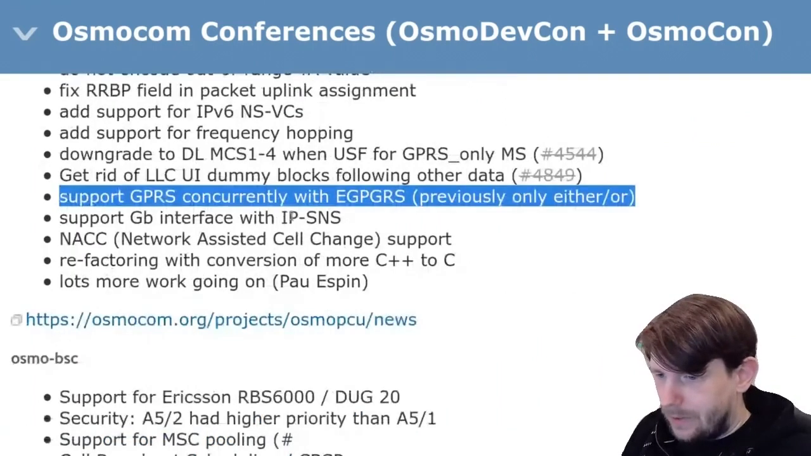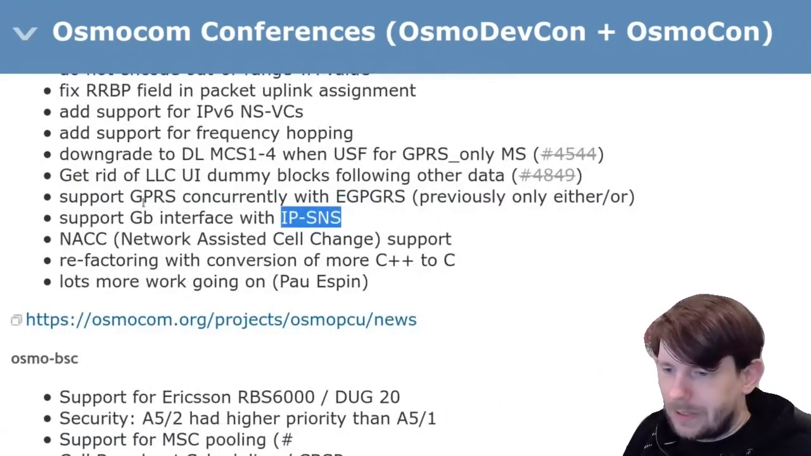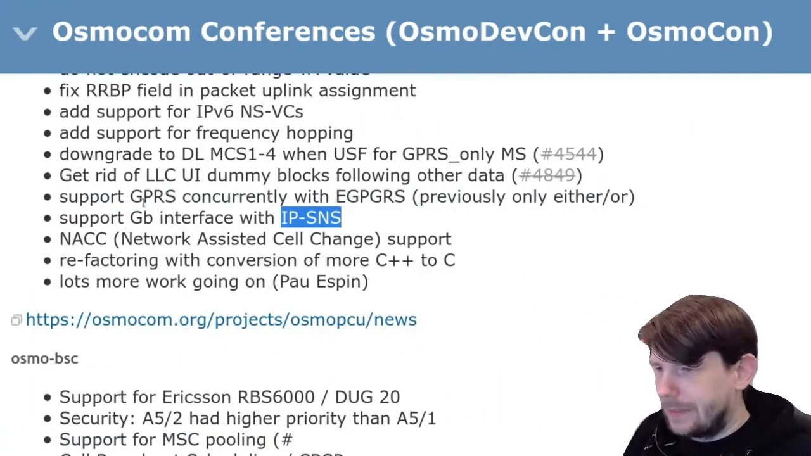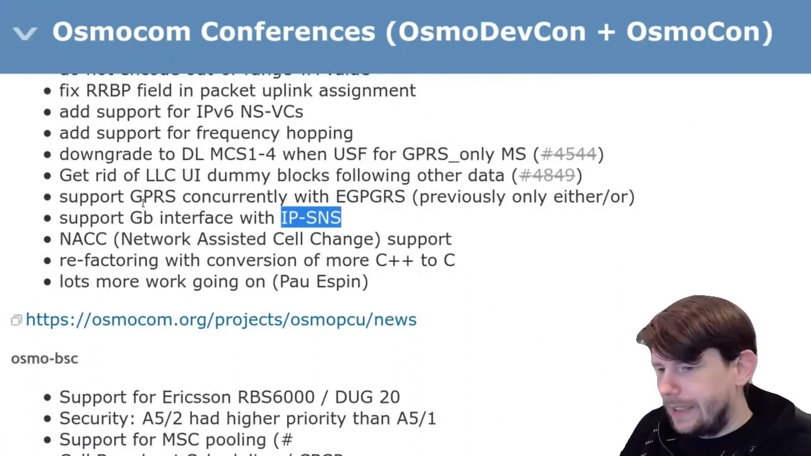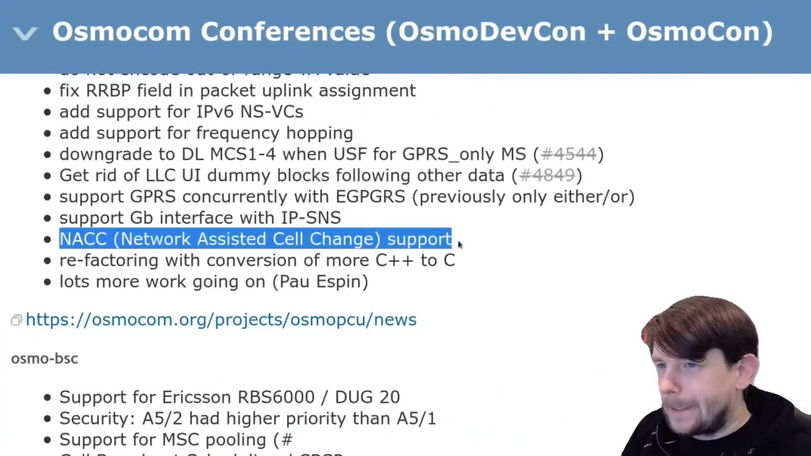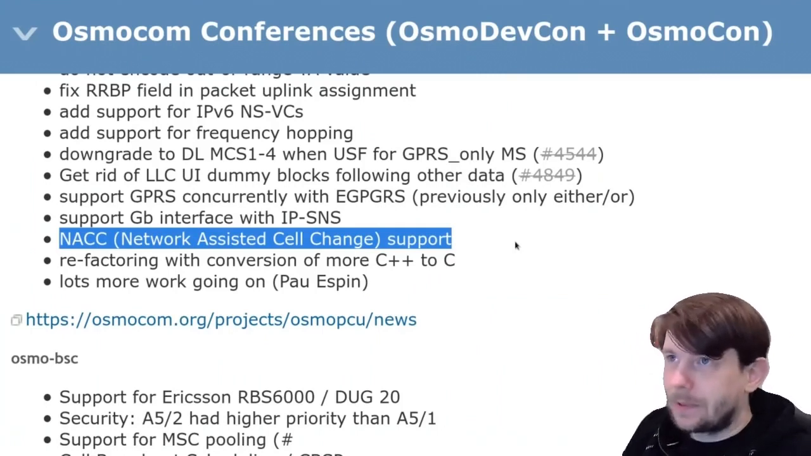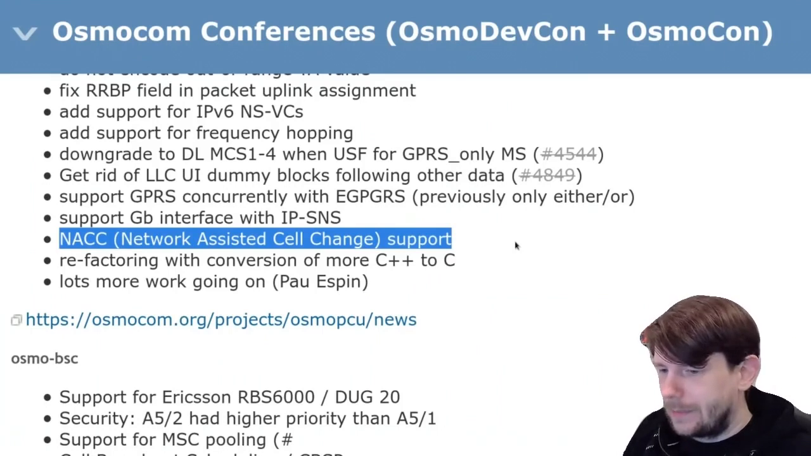We also support the so-called IP subnetwork service in the GB interface now. That's a way to auto-configure and dynamically configure the endpoints of the GB interface between SGSN and the PCU. We have network-assisted cell change support. I mentioned before in the generic section what that is. It uses RIM to message system information between PCUs, and it allows you to change cells more quickly in 2G cell change on the packet switch domain.